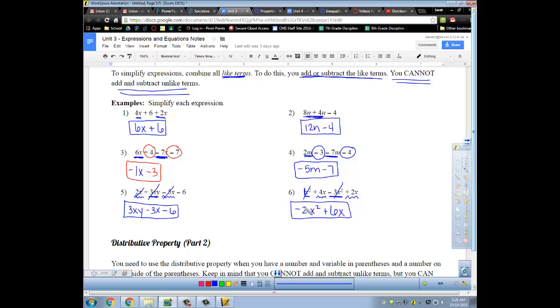So again, only add and subtract your like terms. Do not add terms together if they are not like terms.